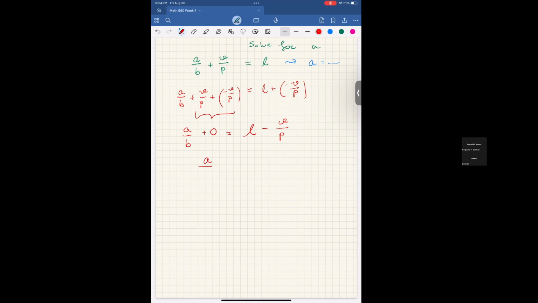A over B plus 0 just gives you A over B. And you get L minus V over P is equal to A over B. All right. So now the issue is, what can we do to get A by itself? There's naturally this fraction, right?